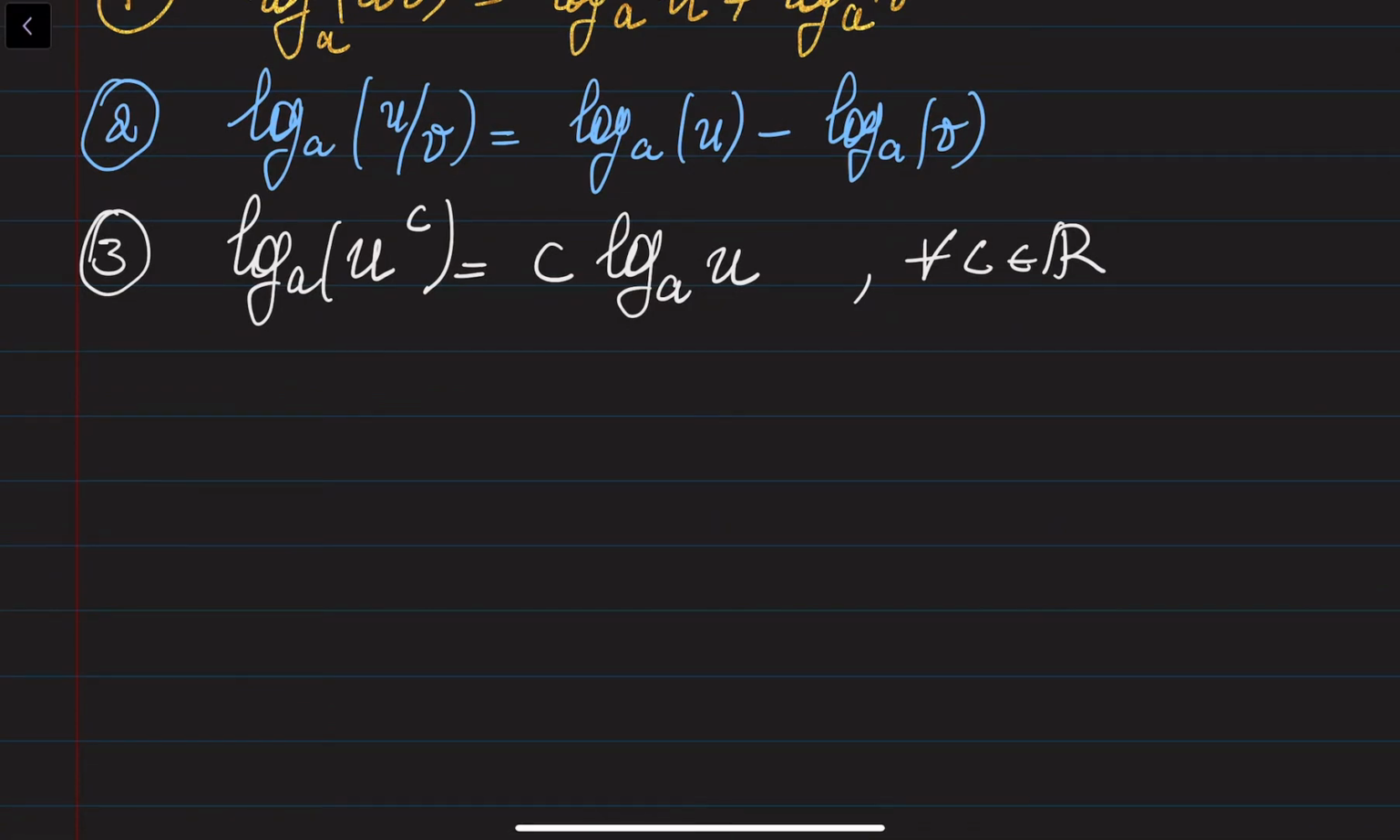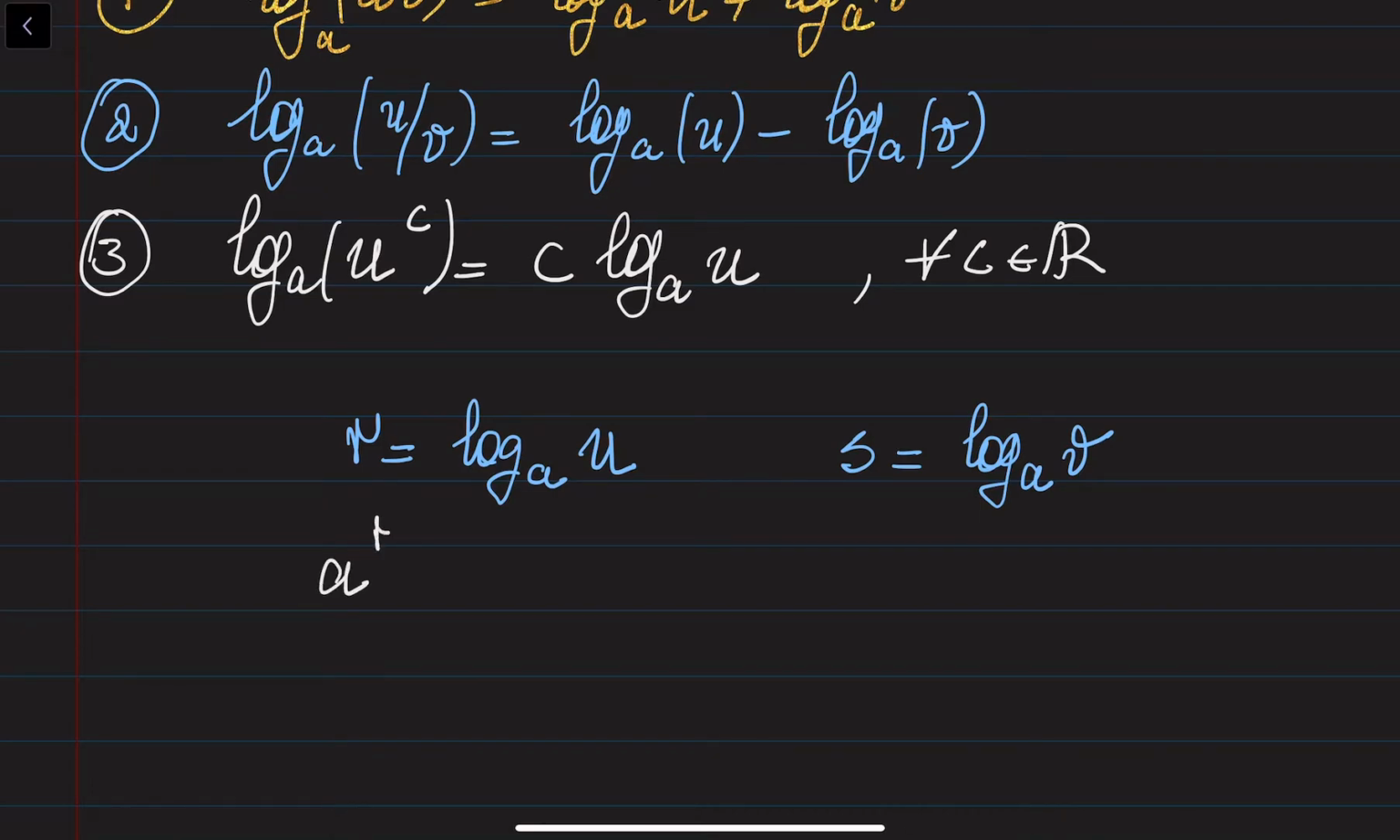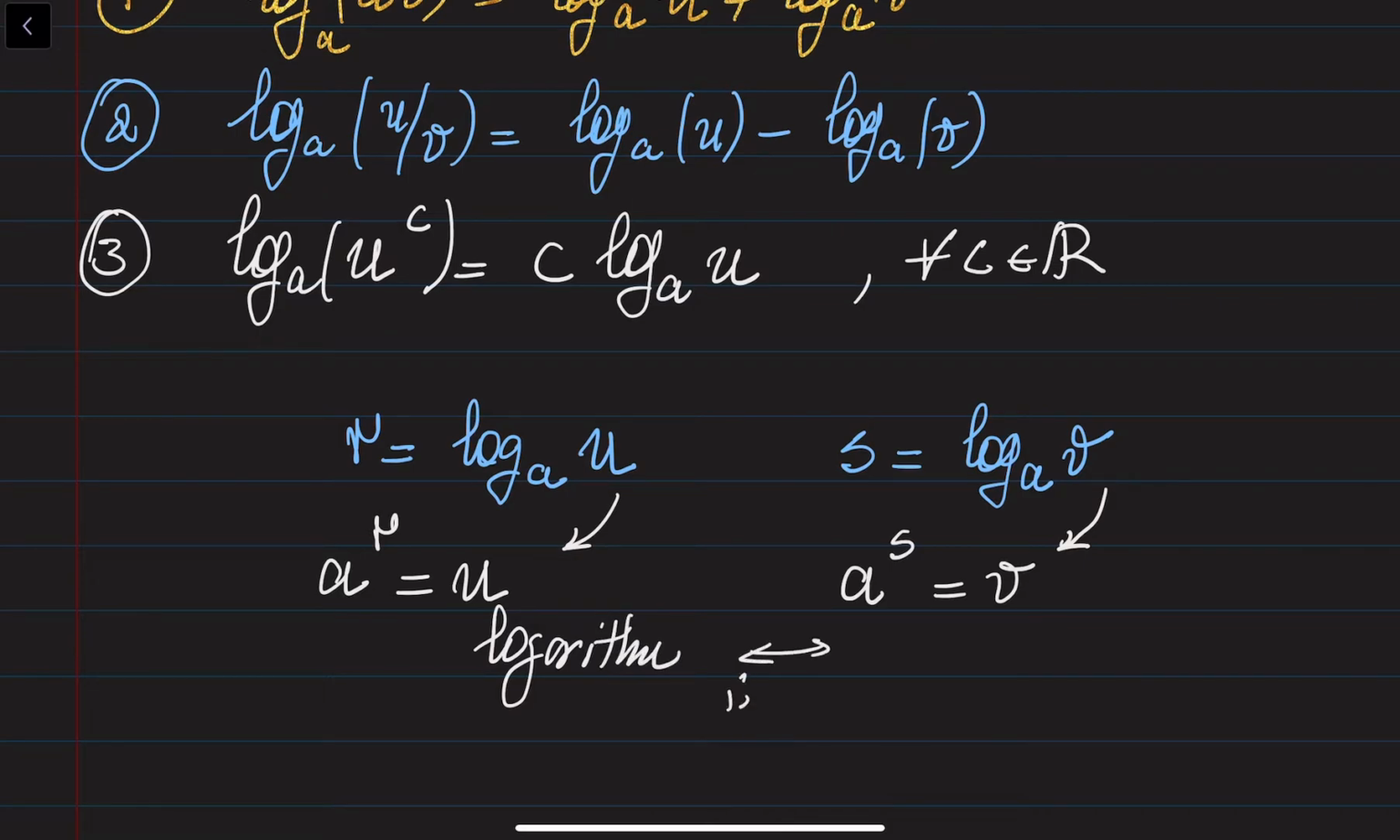In order to prove them, I'm going to introduce a couple of functions. Let's say r is equal to the logarithm base a of u, and s is equal to the logarithm base a of v. At the same time, we know that if I take the exponential of both parts, a to the power of r is simply equal to u, and a to the power of s is simply equal to v. This is because logarithms are the inverses of the exponential functions, or essentially because of the definition of the logarithmic functions.